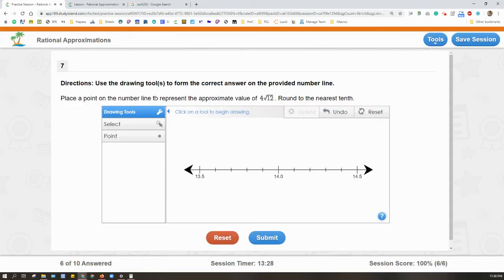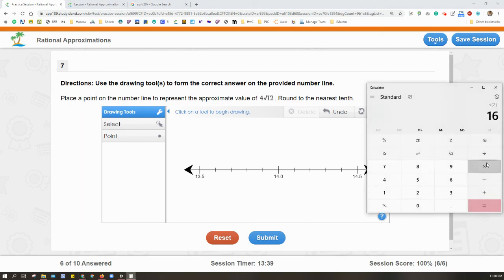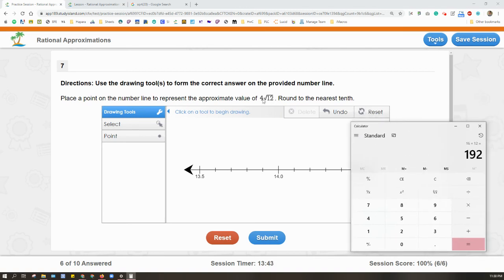Number 7, place a point on the number line to represent the approximate value of 4 times the square root of 12. So 4 could be the square root of 16. The square root of 16 times the square root of 12. Well, what is 16 times 12? 16 times 12 is equal to 192. So this number, you can calculate it 2 different ways. You don't have to make it into the square root of 16. But I want to show you how to do this because you're going to end up having to go backwards. 4 is equal to the square root of 16.